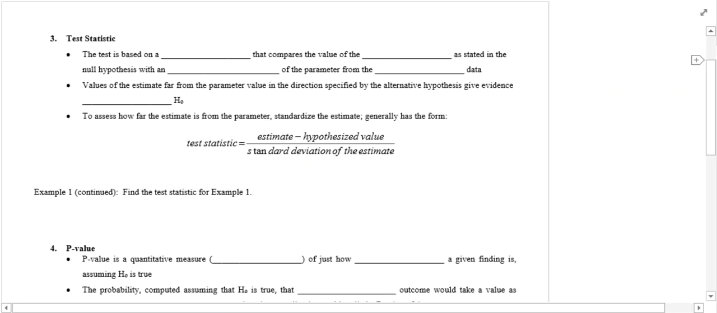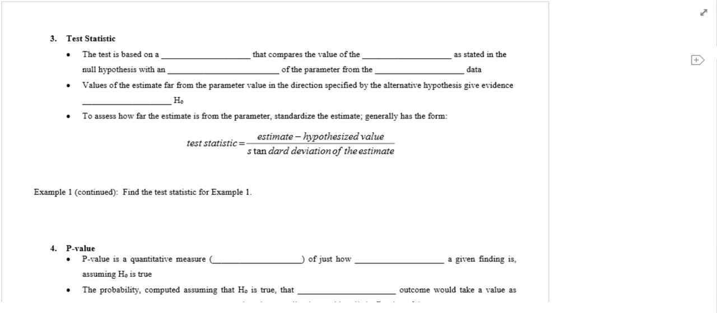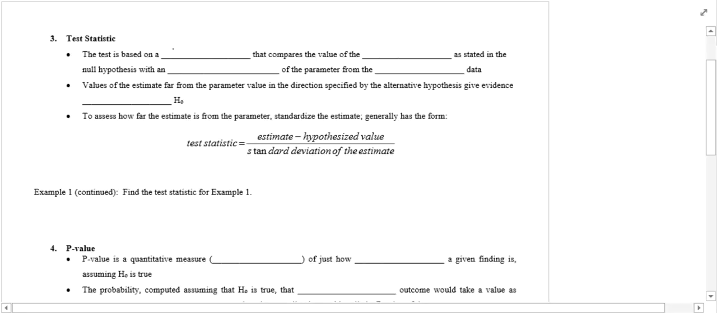Okay, so test statistic, that's the next part. The first was the null and alternative. The second part was check your conditions. The third part is the test statistic. The test is based on a statistic that compares the value of the parameter as stated in the null hypothesis with an estimate of the parameter from the sample data.